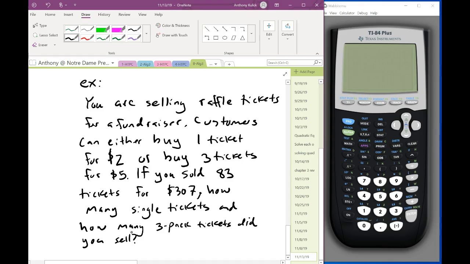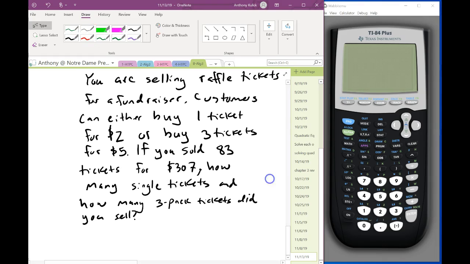So let's say you're selling some raffle tickets for a fundraiser. People can either buy one ticket for $2 or buy a 3-pack of tickets for $5. Let's say you sold 83 total tickets for $307. And we want to know how many single ticket sales you had and how many 3-pack ticket sales you had.